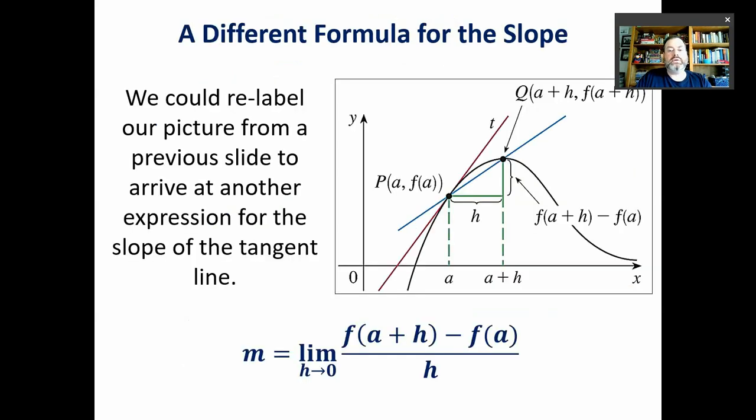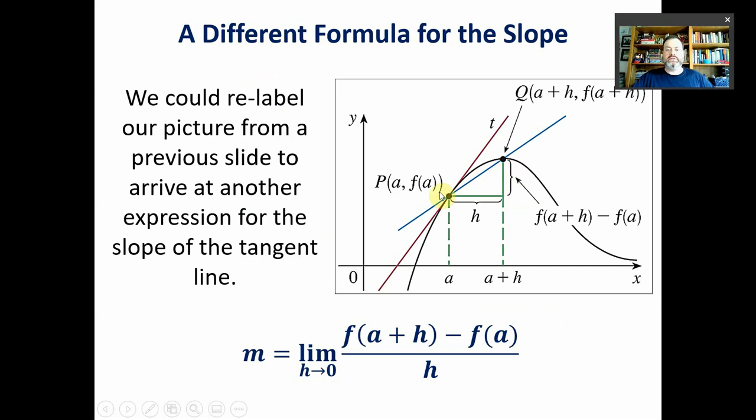All right, so what we're going to look at now is a slightly different formula for the slope. And so you might be thinking, why do we need two different formulas? What was wrong with the one we had? Well, nothing's wrong with the one we had. But there might be situations where this formula is more useful for one reason or another. So what we're doing is we're just going to relabel that picture. This is the same picture.